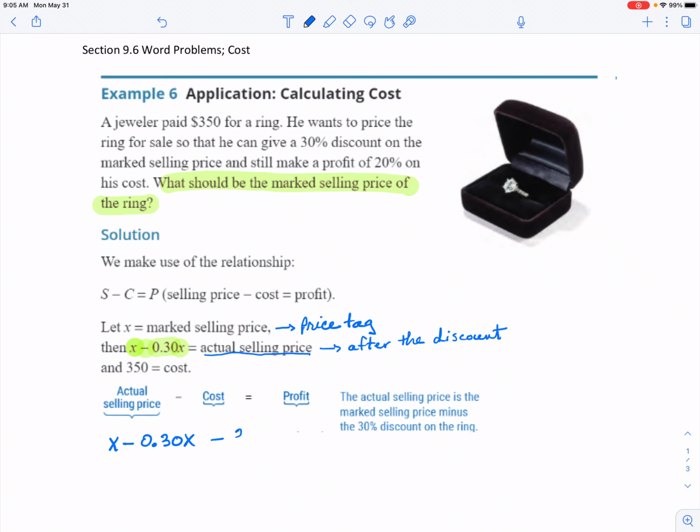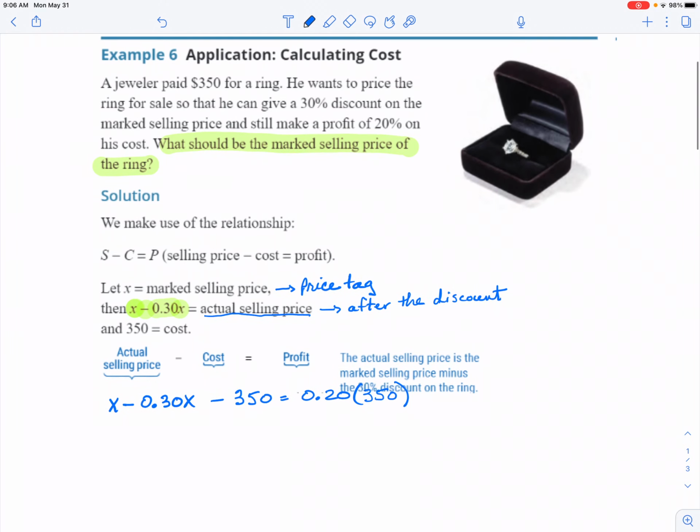Then we're going to subtract out his $350 cost for the ring, what he paid for it, and he wants to end up with 20% of that as profit. So he's got the price tag, he's taking 30% off the price tag, and then he's subtracting out the cost that he's got in the ring, the $350, and he still wants to end up with a 20% profit on that $350 cost. So that's the hard part, is understanding that.